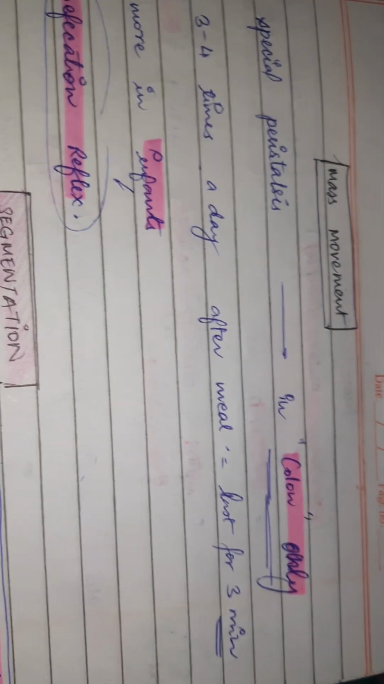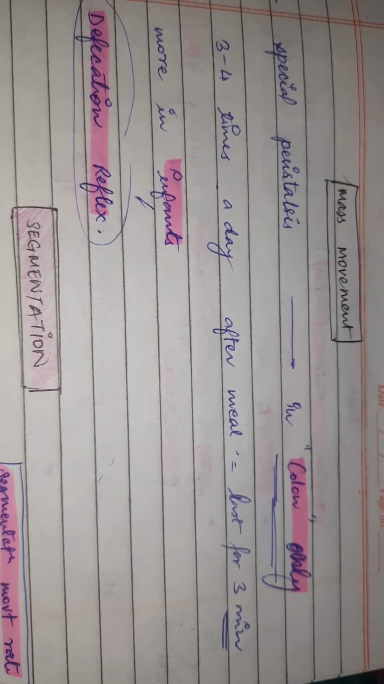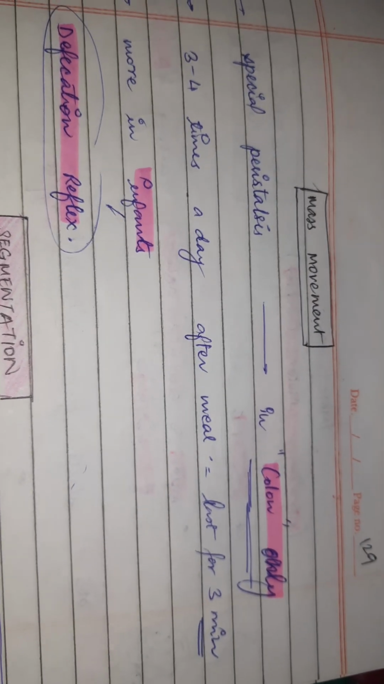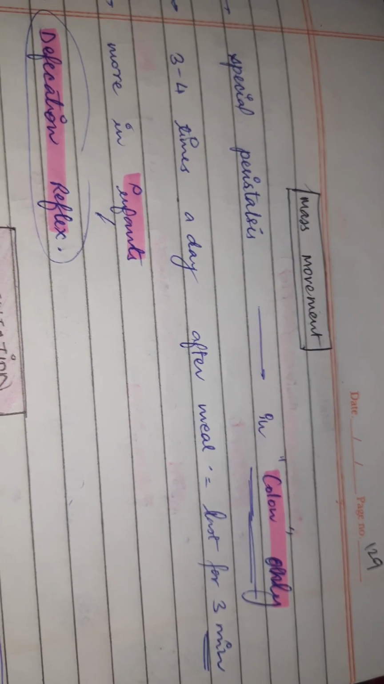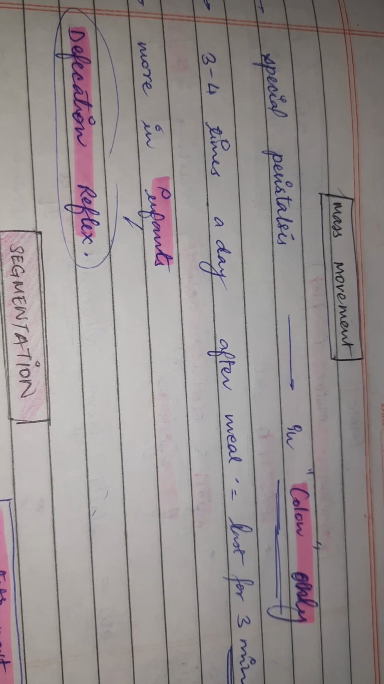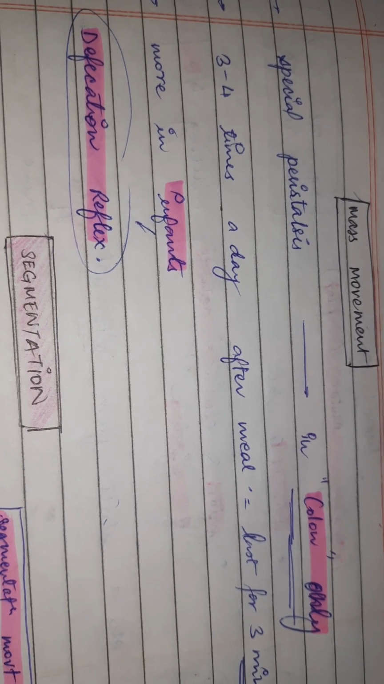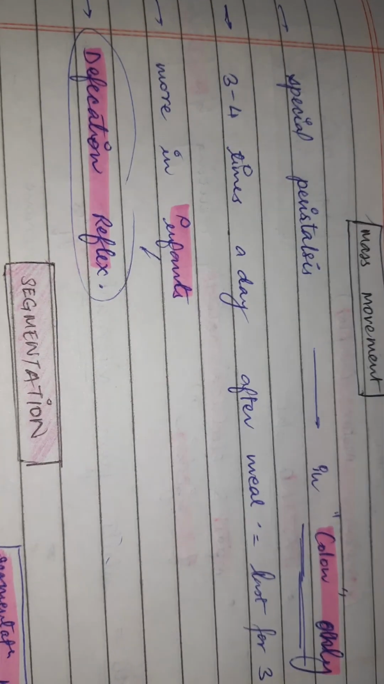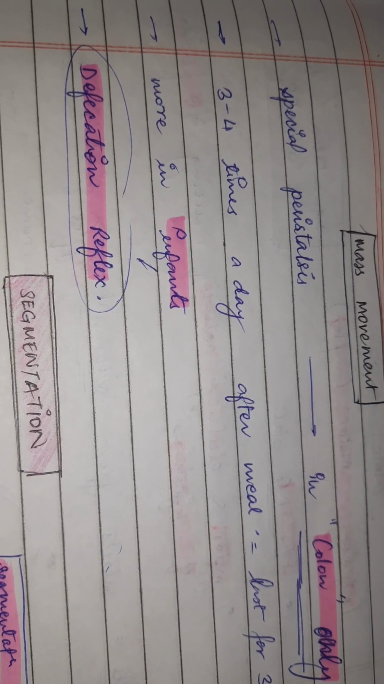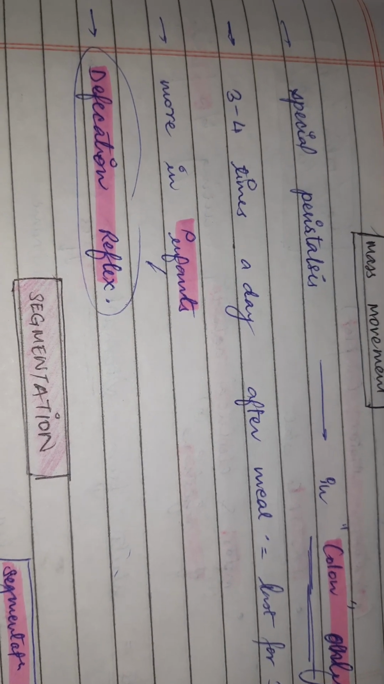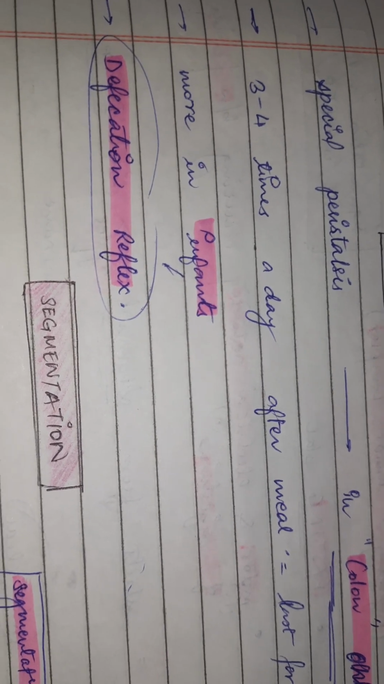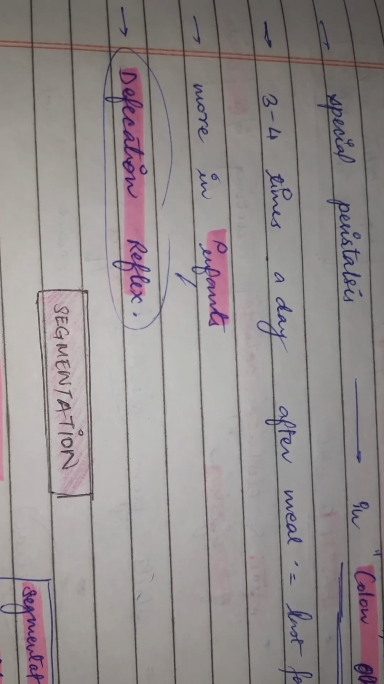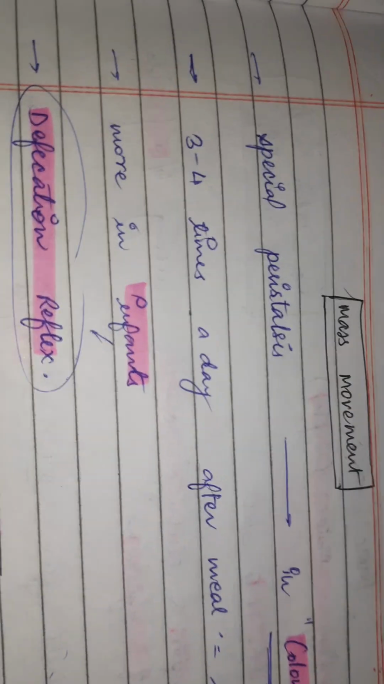It is seen 3 to 4 times a day after a meal, and it lasts for only 3 minutes. It is more seen in infants. It is the defecation reflex: when we eat, there is the feeling of defecation. Infants, when they drink mother's milk, defecate instantly, like that. This defecation reflex is due to mass movement.